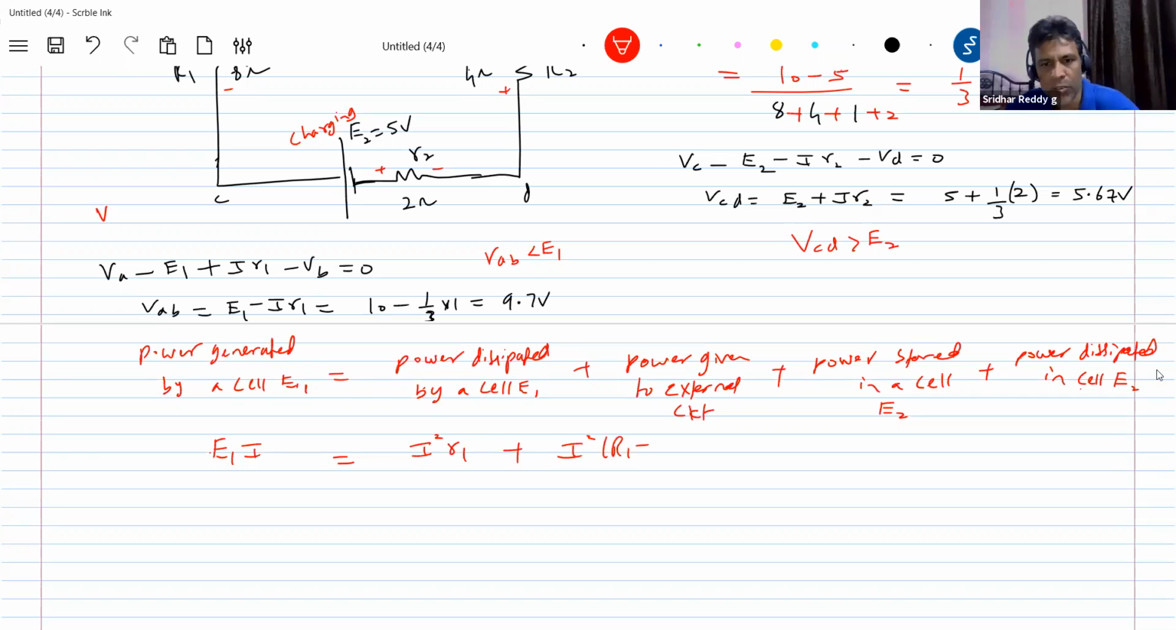External, this will be useful power. I'll use this for lighting the room, for boiling water. This will be power stored, E2 into I. This will be stored. What about this? This will again be lost, as I squared R2 in E2.